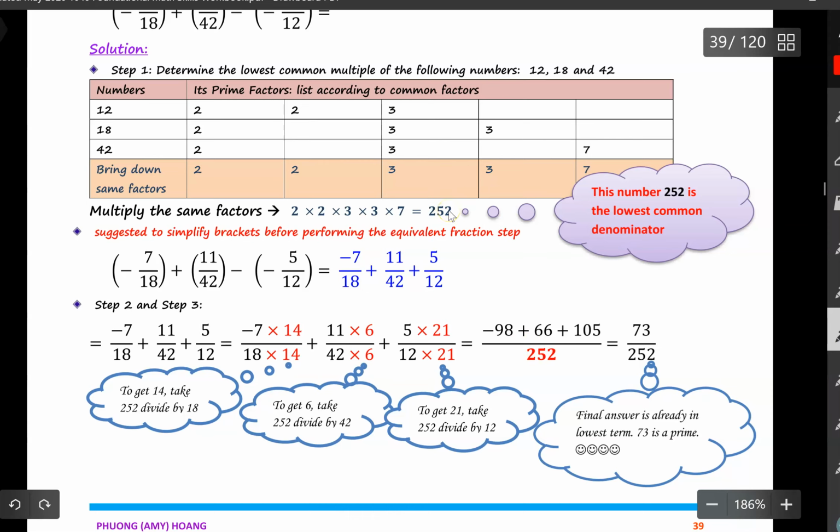So the trick is you take 252, you divide it by 18. Just divide it by your denominator that you see right here. You end up with 14. So what you do is you multiply that 14 with the numerator and the denominator, because division and multiplication are opposite operations from each other.